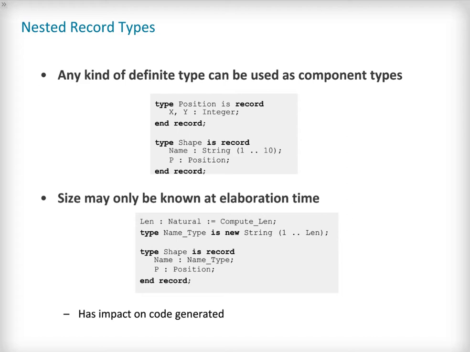One important point is that, as with array components, record components need to be of a fixed size type, of a definite type. And as with arrays, the actual size may only be known at elaboration time, as shown in this second example, where the length of name type is initialized after a variable which is itself initialized after a subprogram call. However, such structures have an impact on the efficiency of the code generated, so it's advised to always use component types that have a size known at compile time.